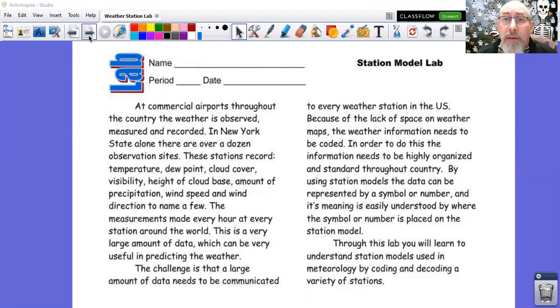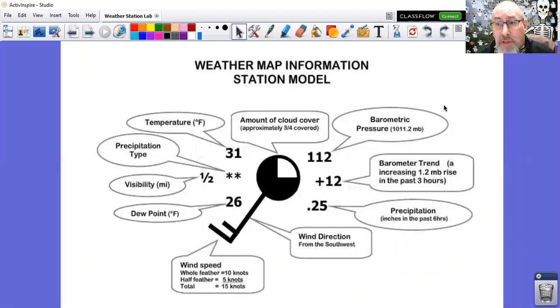All right. So here we have our station model. This is what it's going to look like when you see a station model. There's a lot of information crammed into a small little picture. But everything in this picture is going to be the same in every picture as far as where it's at. So this top left corner is always going to be the temperature. Now we're in the United States, so when we read these, it's going to be our temperature in Fahrenheit.